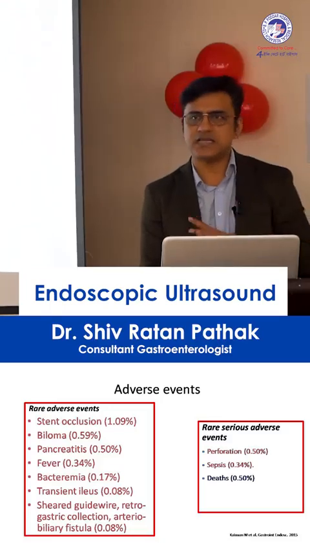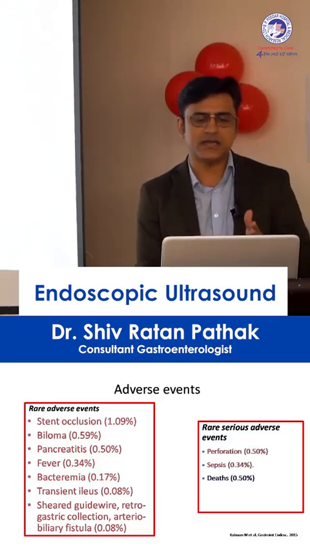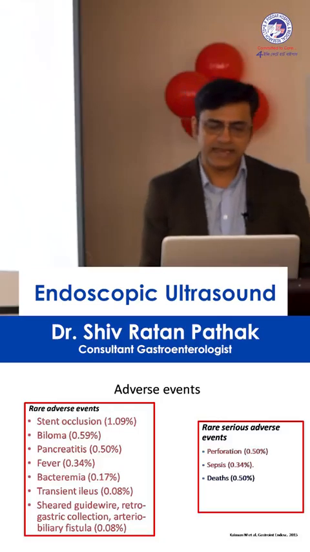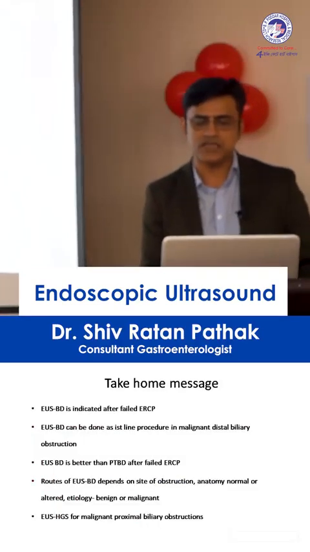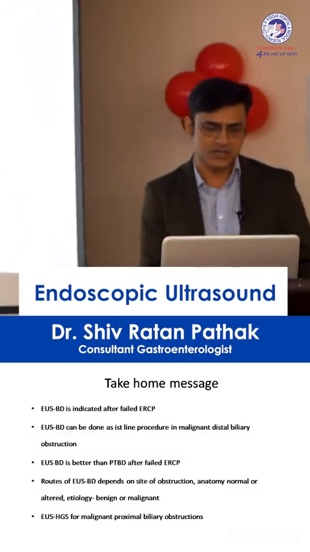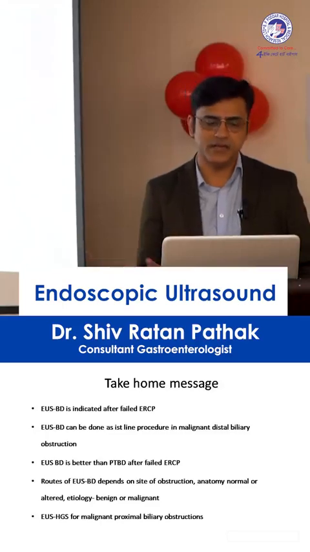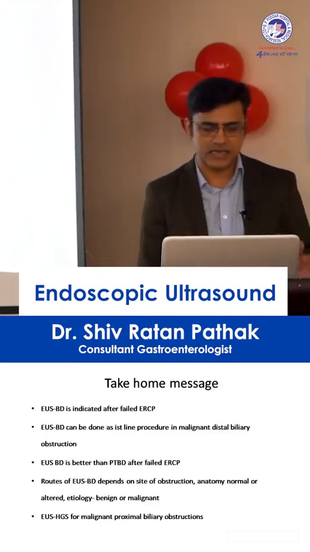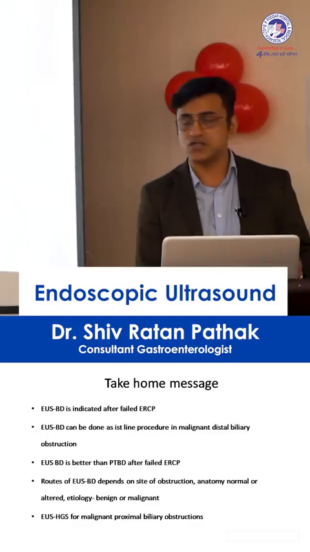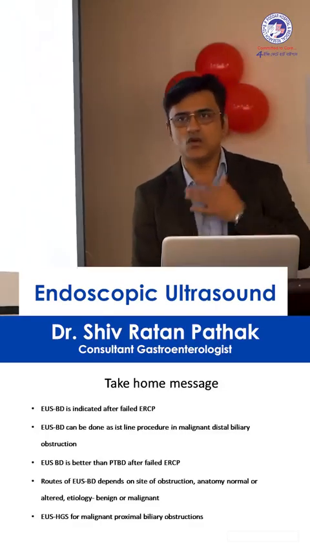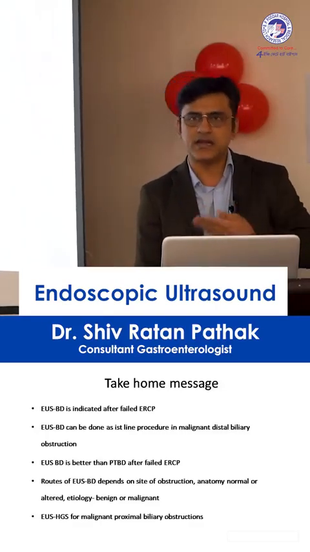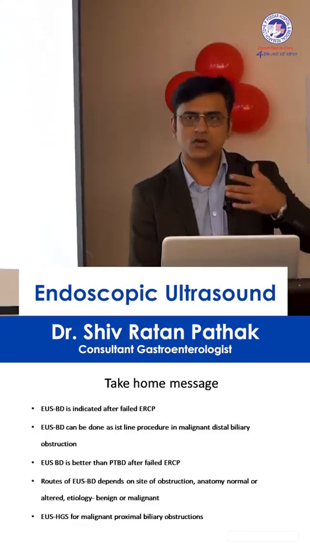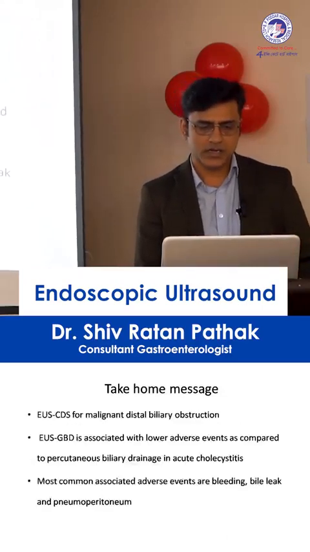So the take home message I give you: EUS biliary drainage is indicated after failed ERCP. It can be done as a first line procedure if there is malignant distal biliary obstruction, and it is better than PTBD. Many journals and many studies have proven that. And EUS hepaticogastrostomy, I have already told you, if there is no way, we can drain it directly to the stomach. It will go to the duodenum and will help you.